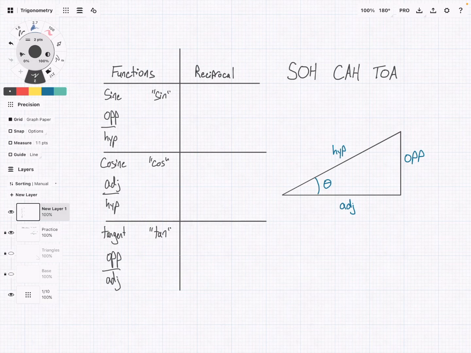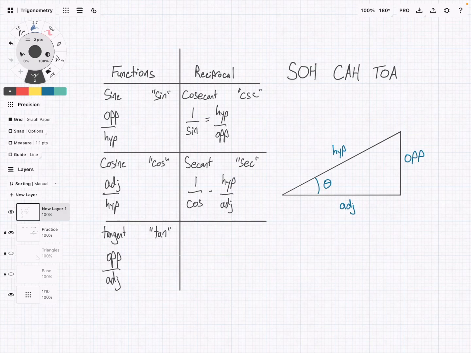Cool. Each function also has a reciprocal, and the reciprocal is simply 1 over that function. For sine, we have cosecant, written CSC. It's 1 over sine, and when we take the reciprocal like this, we basically flip this function on the left here. So it's going to be hypotenuse over opposite. Cosine's reciprocal is secant, written SEC. It's going to be 1 over cosine, and that comes out to hypotenuse over adjacent.